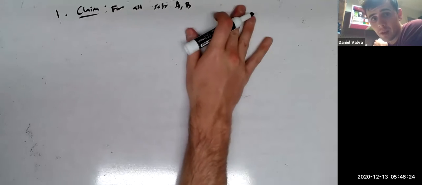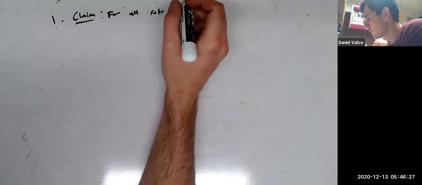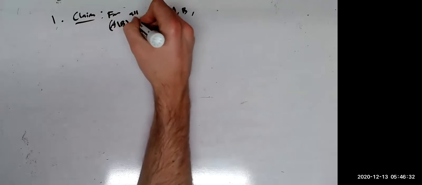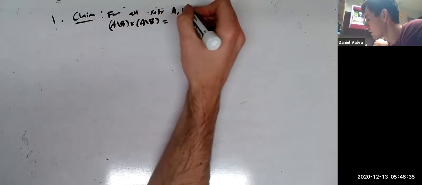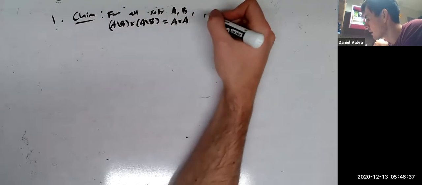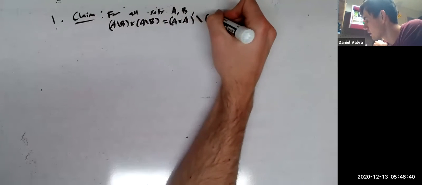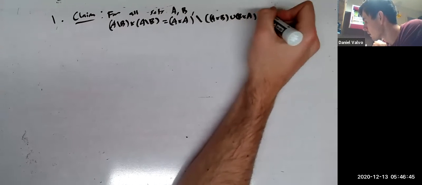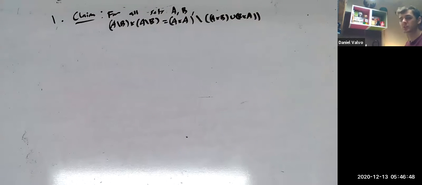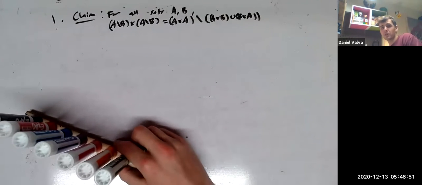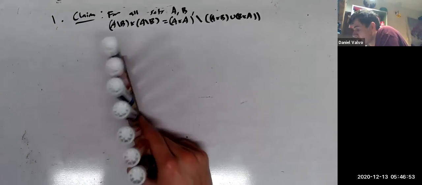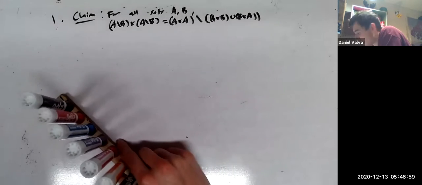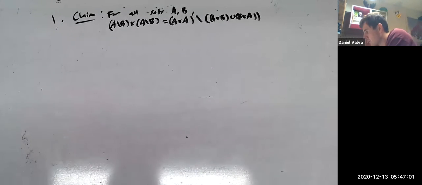Yeah, 1 was confusing. For all sets A and B, we're trying to show that (A∖B) × (A∖B) equals (A × A) ∖ ((A × B) ∪ (B × A)). Now, from the start, I'll tell you that once you know how to work with sets, you can see this is true before you even do anything. So why is this true?